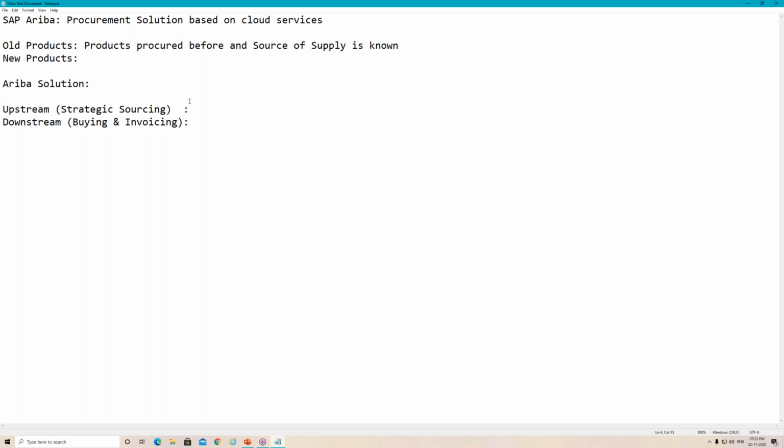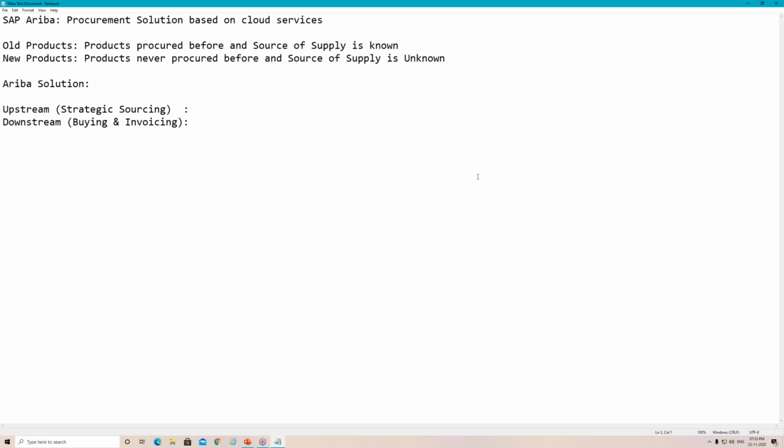Okay. Now, what about new product? Now, all of you will say, what is the meaning of new product? The new product is basically simple, guys. You have never bought that product before. Okay. That means all of you will say, Manoj, products which we have not procured before, and we also don't know the source of supply. And I will say exactly correct. Why? Because it is never present in the system, because it has not been procured before, and source of supply is unknown.